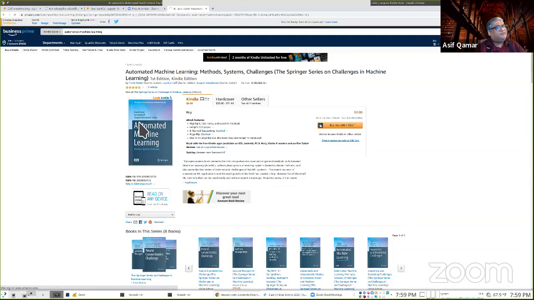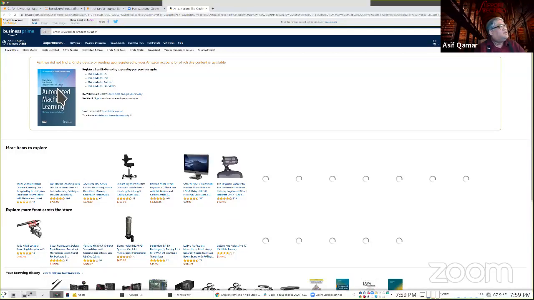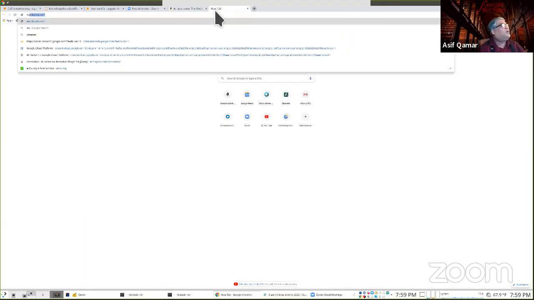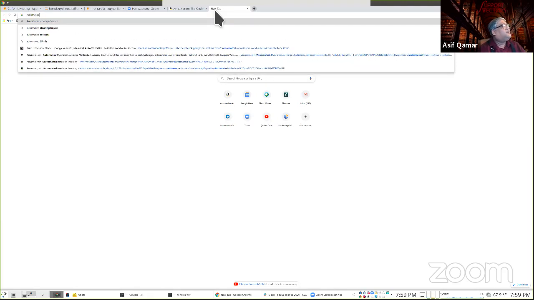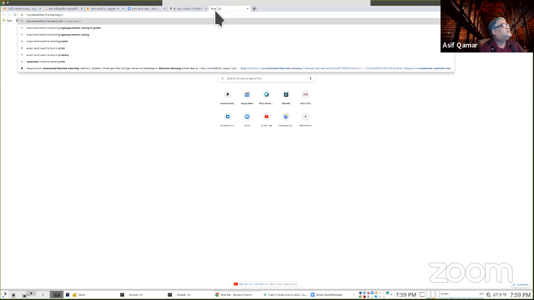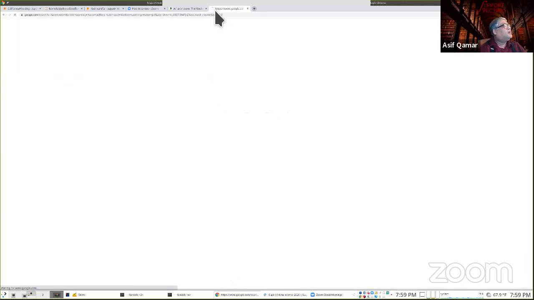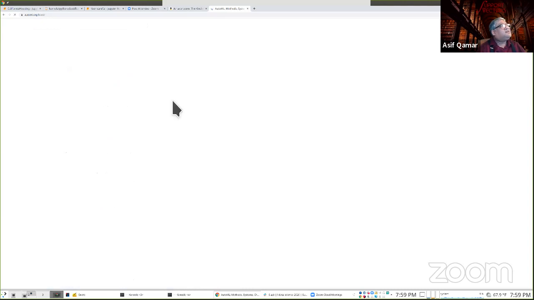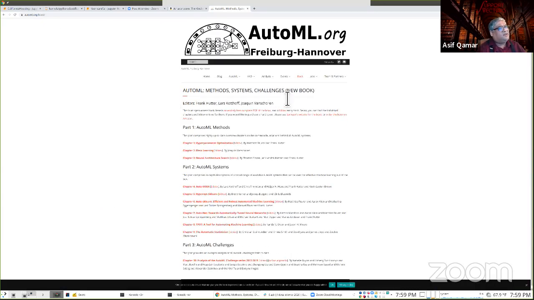I think the PDF of this book is also available. This automated machine learning by Hutter. Somebody mentioned that the PDF is also available online. They have very graciously donated this or made it available for everyone. LinkedIn book, automatedml.org. Yes, this is the book. I would strongly suggest you get this book.